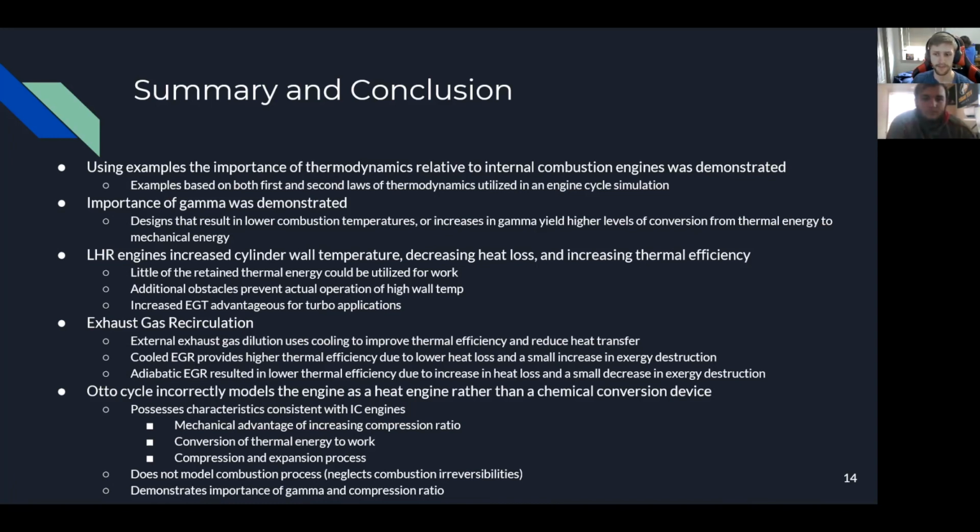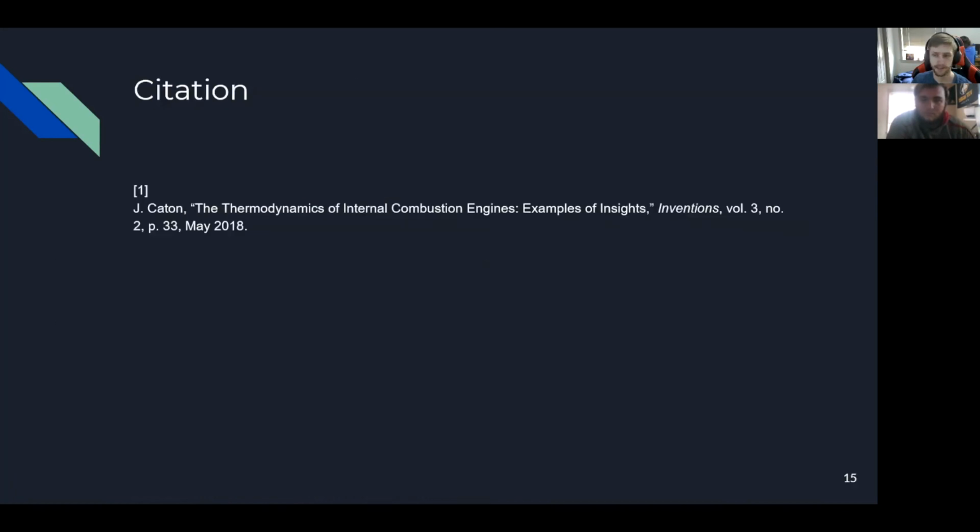Last, we talked about the Otto cycle, which modeled the engine as a heat engine rather than a chemical conversion device. While there are some things that the Otto cycle models well, it does neglect combustion irreversibilities. One thing that it does do well is show the importance of gamma and the effects of the compression ratio on the engine.